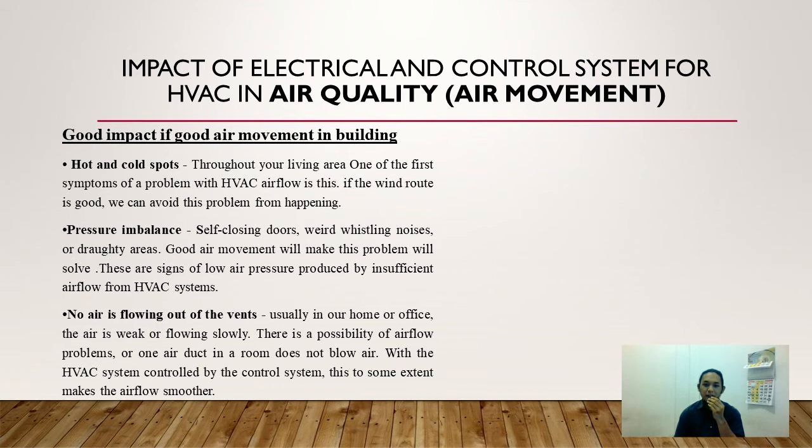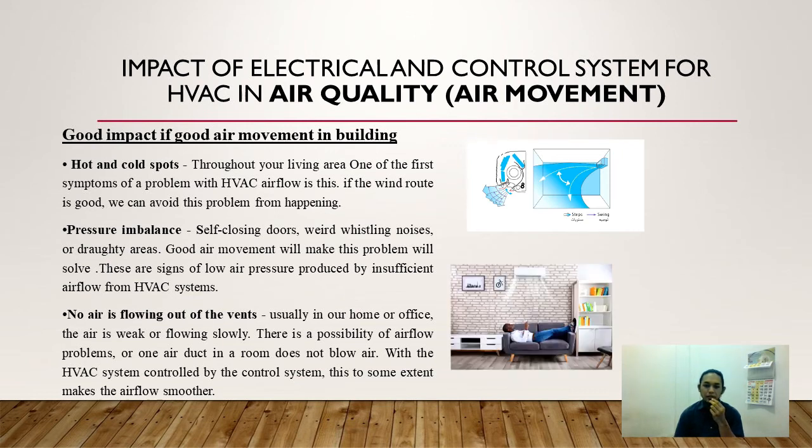Next is air movement, also related to air quality. The acceptable range for air movement is 0.15 to 0.5 meter per second. For example, the HVAC system uses the control system to control the air movement in a room or building. The incredible impact of good air movement is that it will balance hot and cool spots. Pressure in the room will balance and air will flow well in the area.